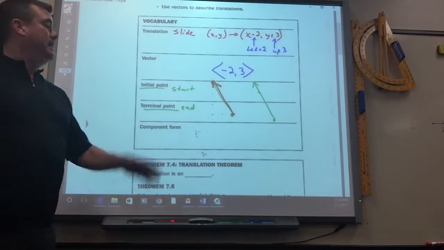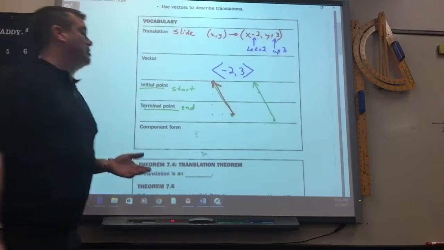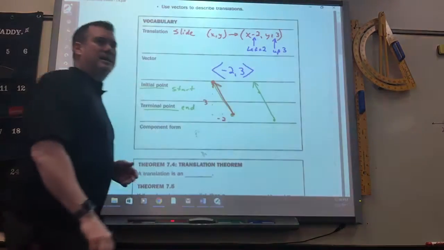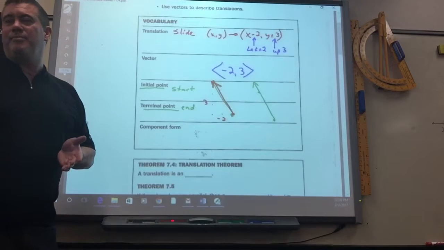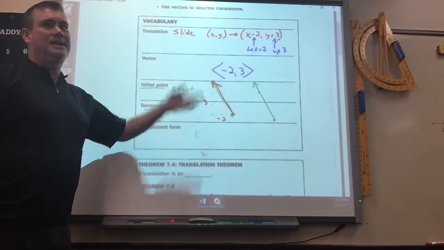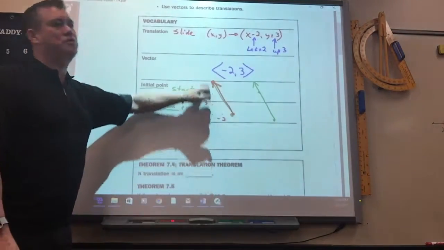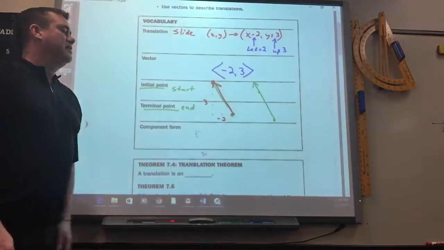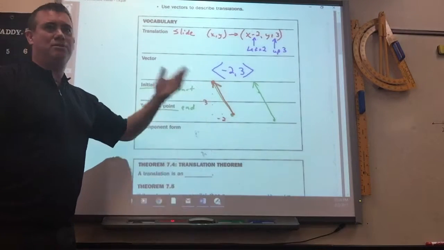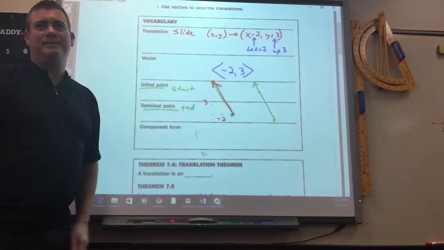Okay? Now a vector is very similar to, you notice we went left 2 and up 3. It's similar to slope. If you remember, slope is, what's different about slope? It's rise over run. A vector is x over y, which whenever they invented algebra slopes, they should have did it this way so it wouldn't be so confusing.